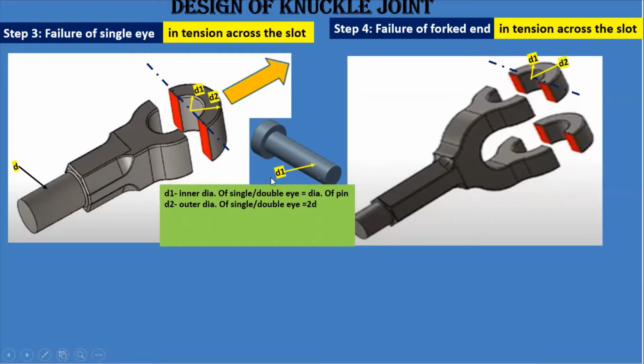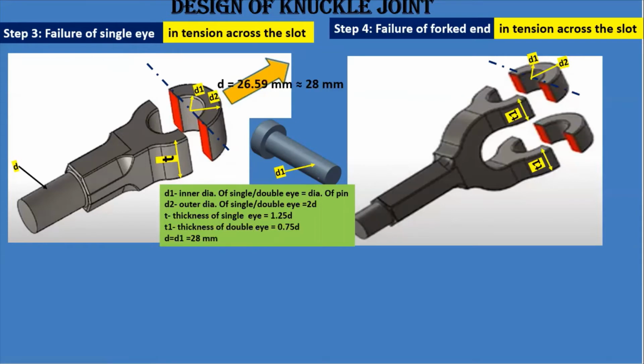Then D2. Now what is D2? D2 is the outer diameter of the single eye and double eye. You can see from this diagram, it is the same for both, that is equal to 2D. The third one is the thickness of the single eye, T, and T1 is equal to the thickness of the double eye. Then, as we have already calculated, D is nearly equal to 28, and the empirical relation tells us D is equal to D1, and that's why I have taken this value directly.